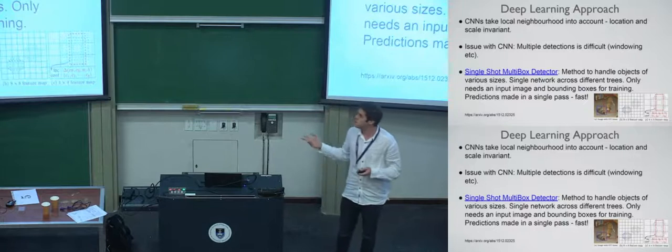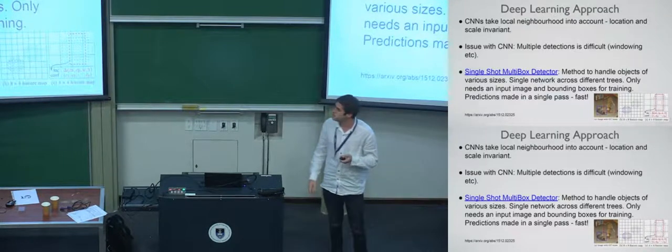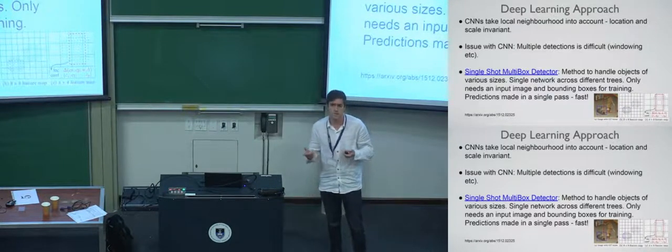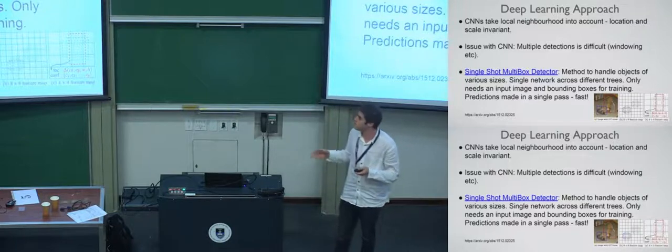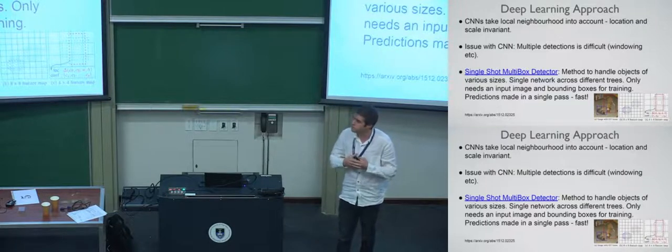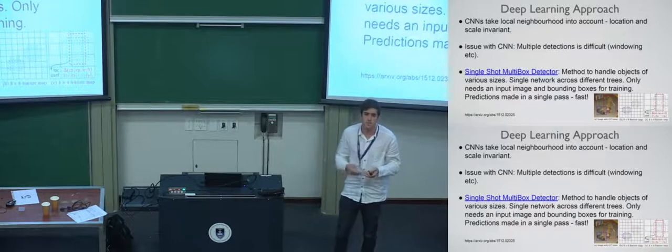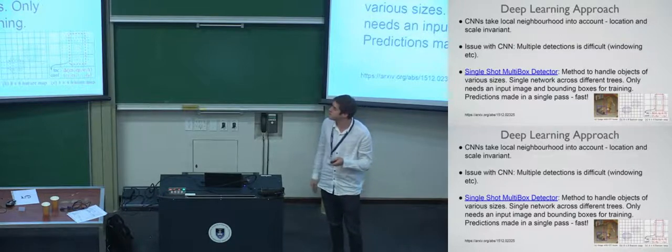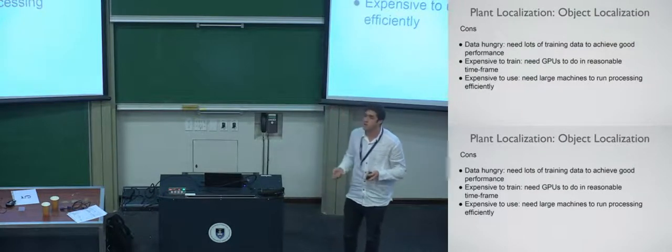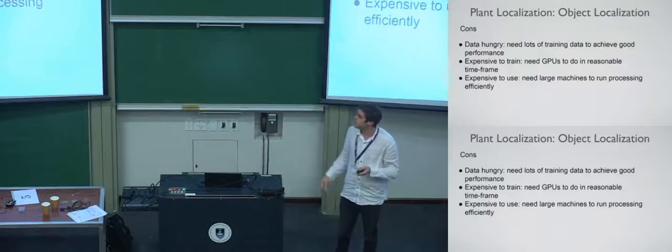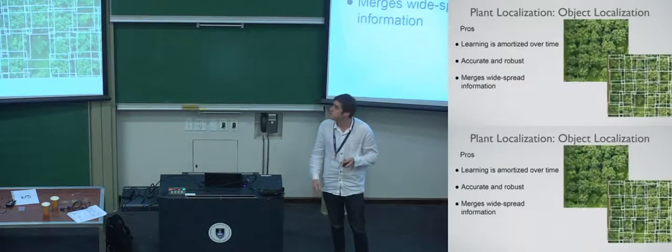So we've used specifically an architecture called the single-shot multi-box detector. If you're familiar with it, it's a method come up with at Google, which essentially lets you, in a single pass, scan your image and identify objects of different scale. Obviously, the cons of this kind of thing is it's data-hungry, expensive to train, and expensive to use.